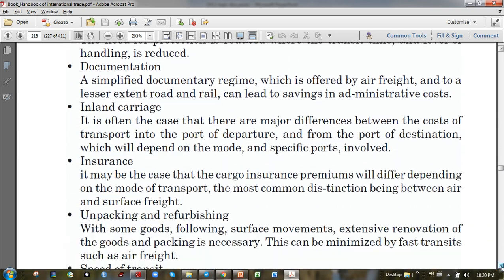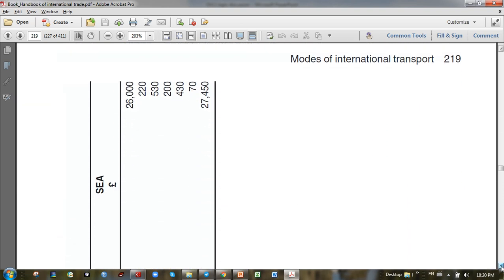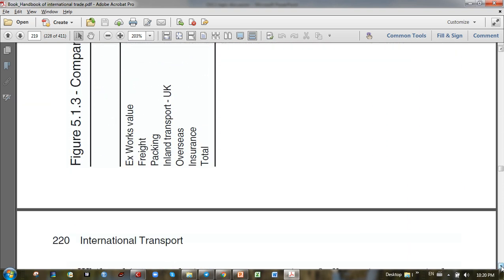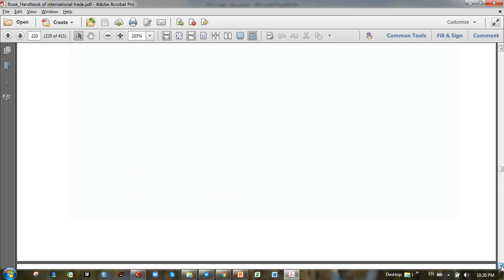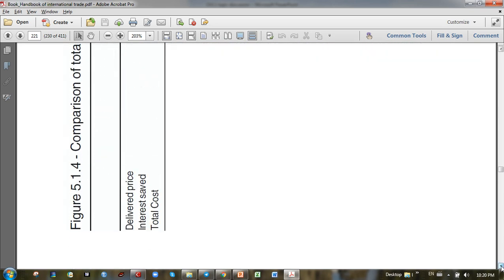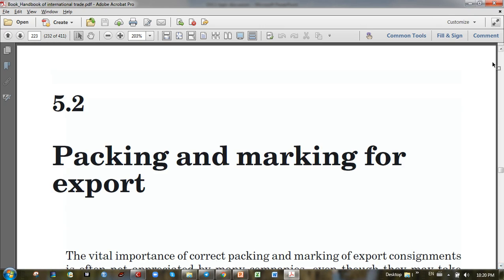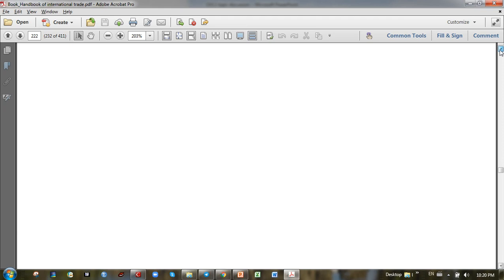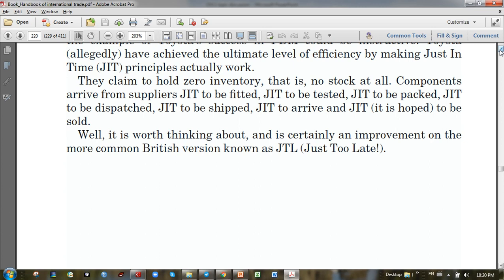Total distribution cost also has some article reading, and you have one table, figure 1.5.3, and the other figure 1.5.4. Okay, this is the end of chapter 5. So I will finish this movie and then turn it over to you for working as a group.